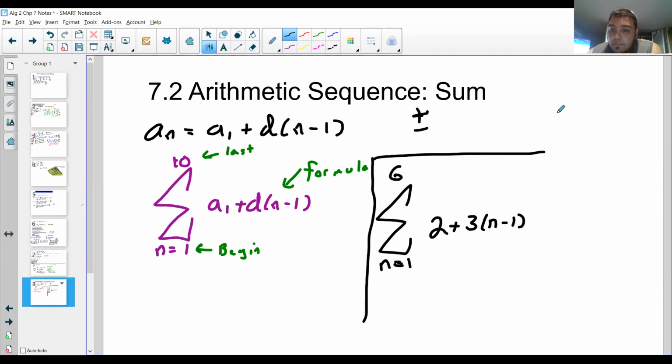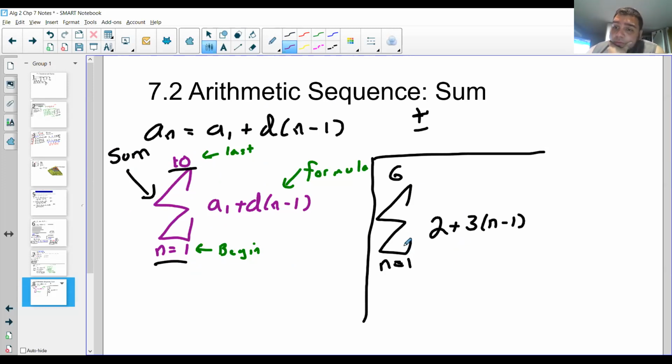Wait, I don't understand that whole purple part. The purple part is just a generic version where the weird E-shaped thing means to sum or to add it up. The bottom of it right here is going to tell you where you start, at 1. And the top here is going to tell you where you end, at 10 in this case. Okay? Okay, I got it.